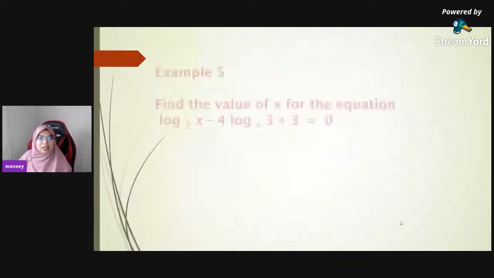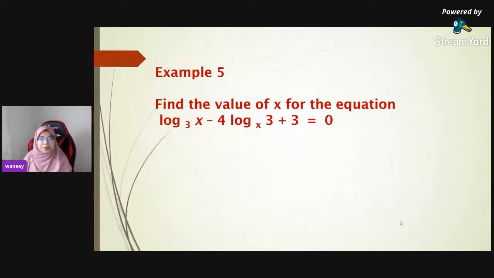The next one. Okay, so find the values of x for the equation log 3x minus 4 log x3 plus 3 equal to 0. So I changed the question a little bit because previously we already had something with the same base. So I should give you something without the same base so that we know how to solve them. Okay, so firstly, to check the base over here, this is 3, this is x. So that means we do have something with a different base. So if you have a different base, change everything into the same base. So you can either change everything in terms of log 3 or you can change everything in terms of log x.